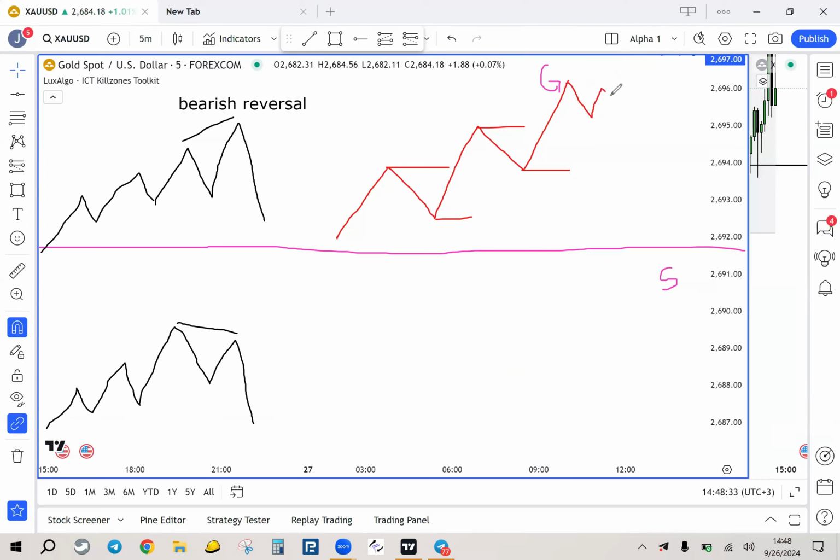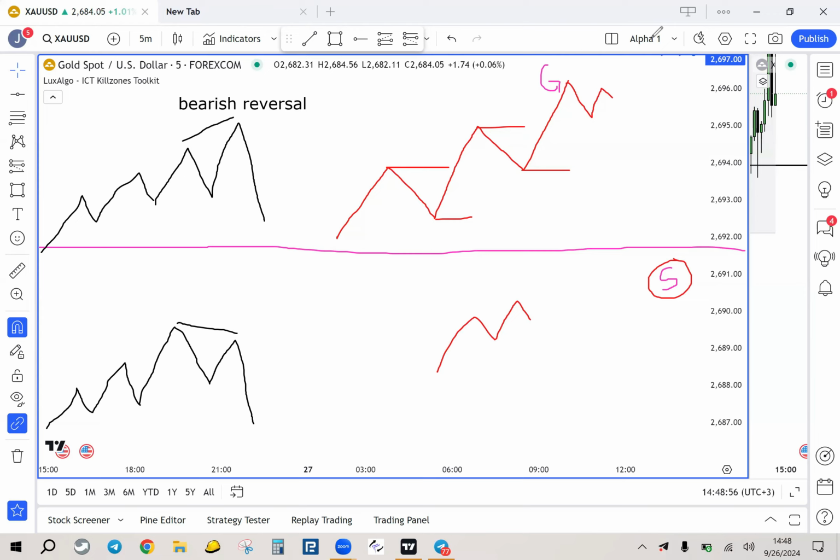Gold doesn't make a higher high, okay? However, silver does make a higher high, okay? Now, in this case, technically speaking, this would be a bearish reversal divergence for silver, okay? So in other words, silver in here is the traded pair and gold is acting as an indicator.